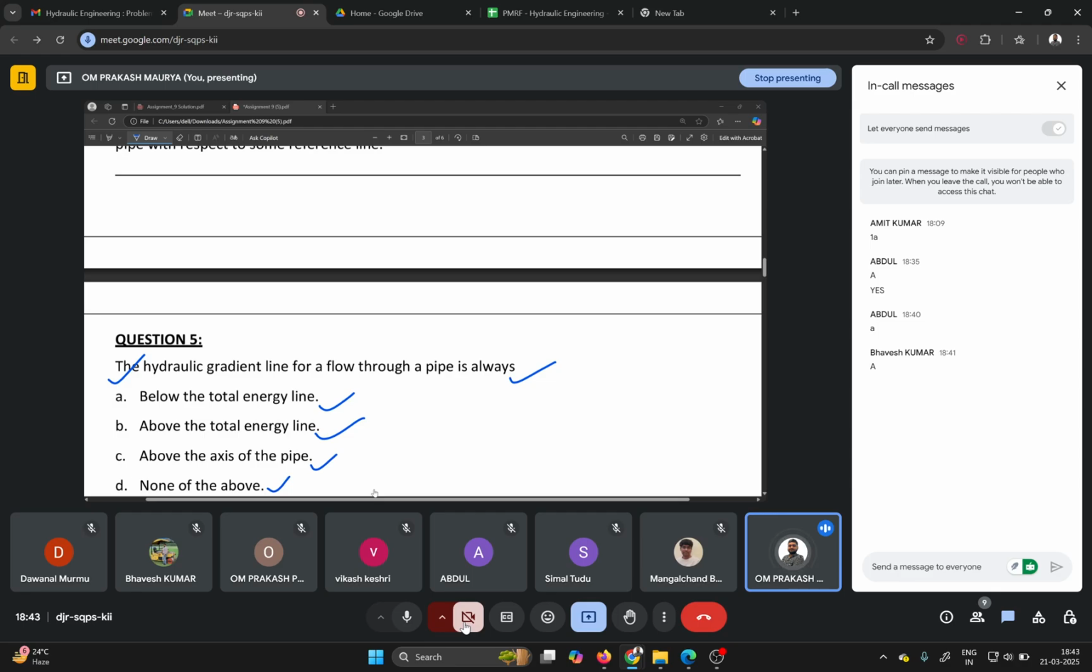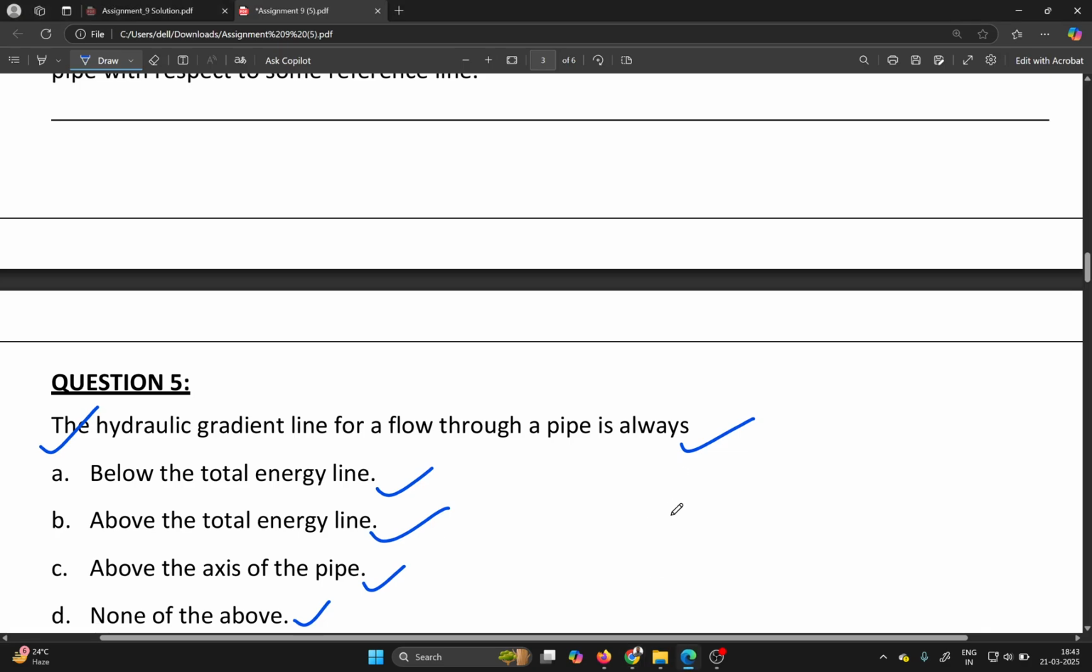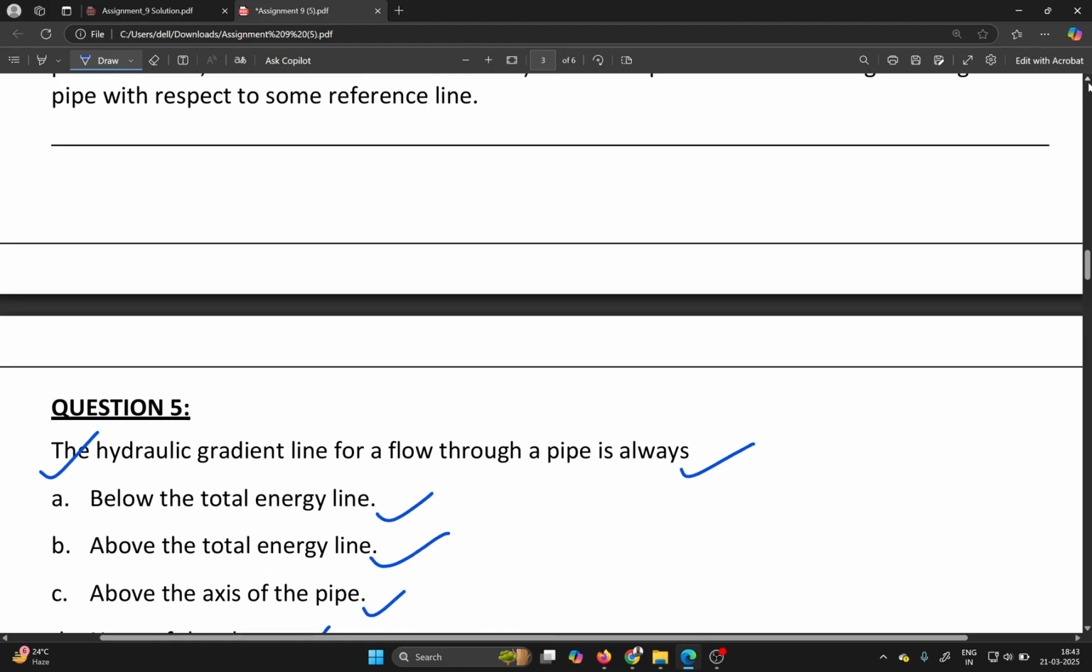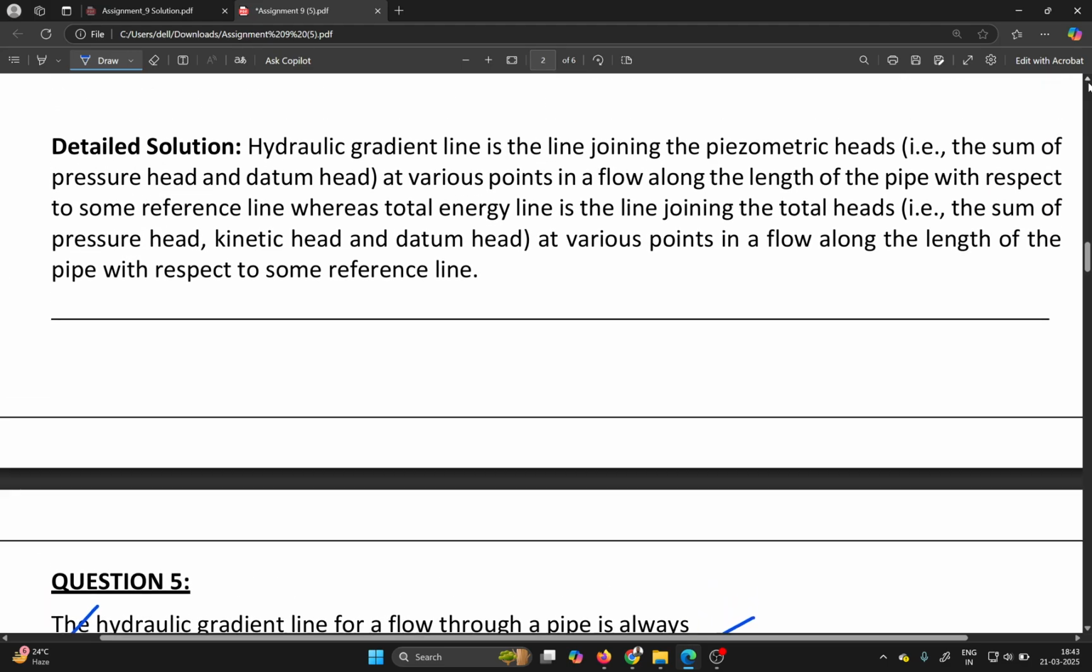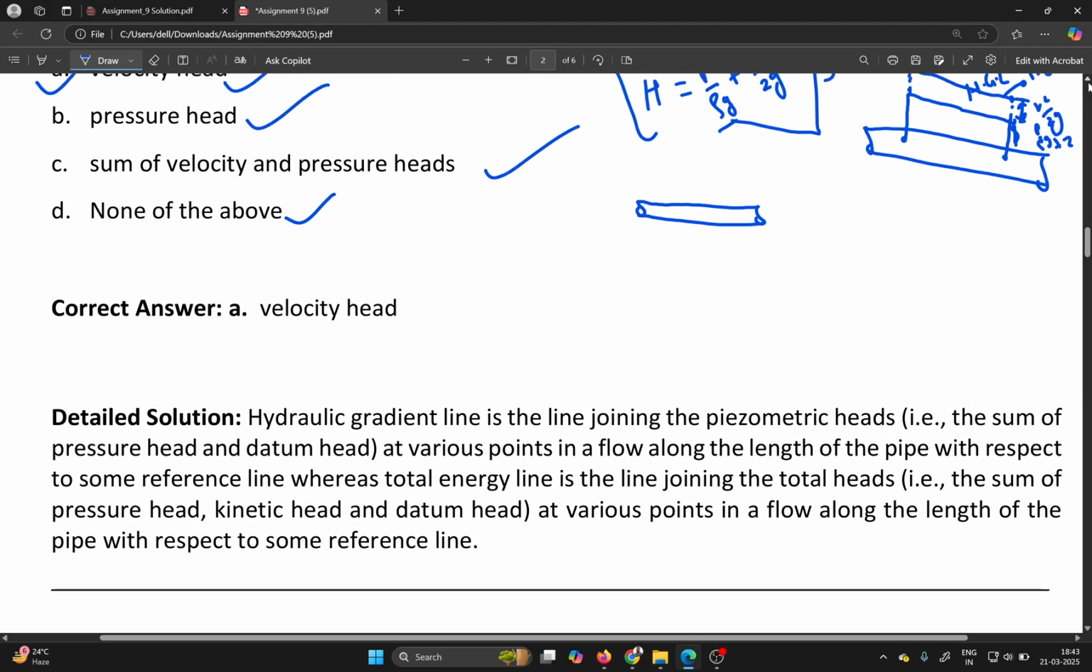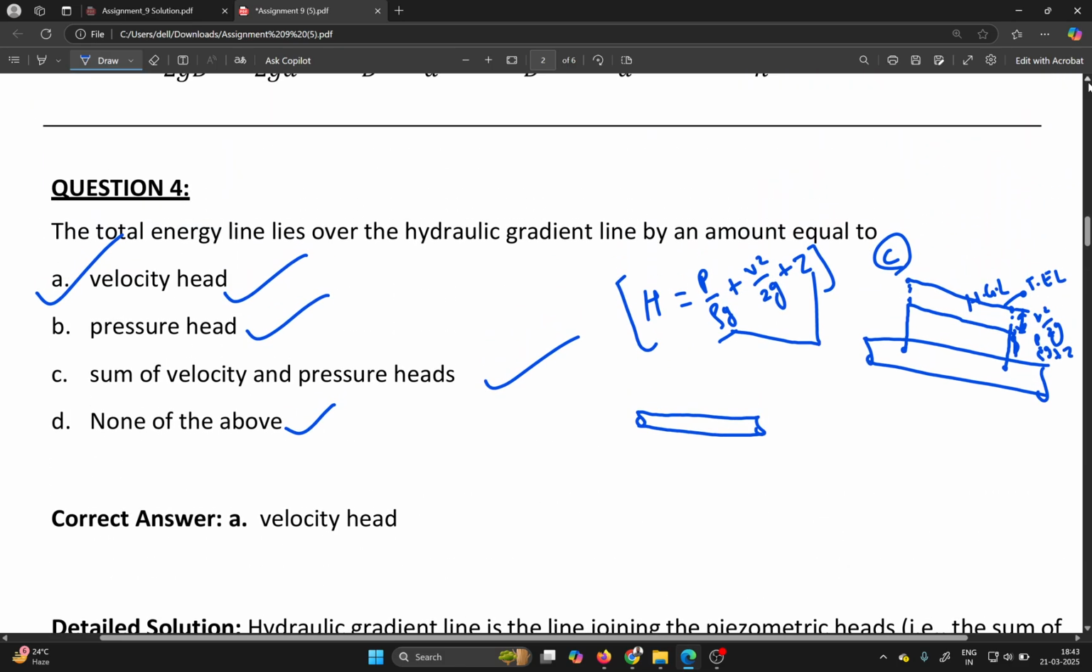Okay, let me discuss. Here is the detailed solution of question number 4. You can see that the hydraulic gradient line is below the total energy line. Hydraulic gradient line is below the total energy line. This was the question.